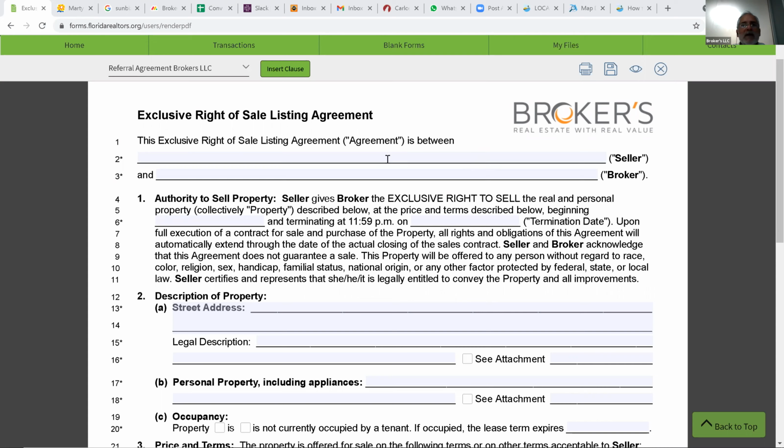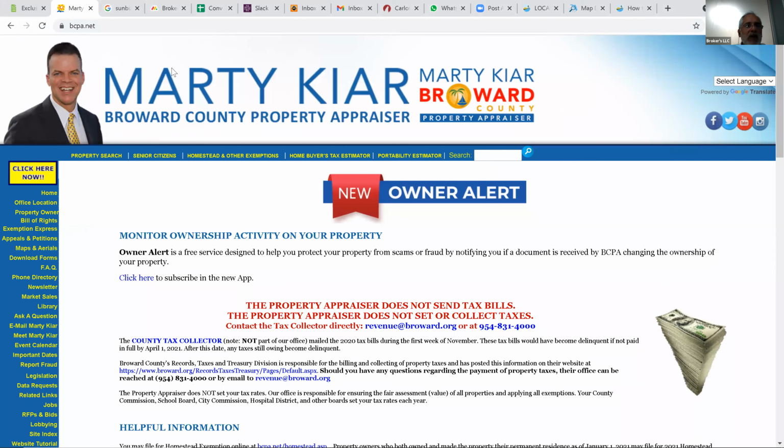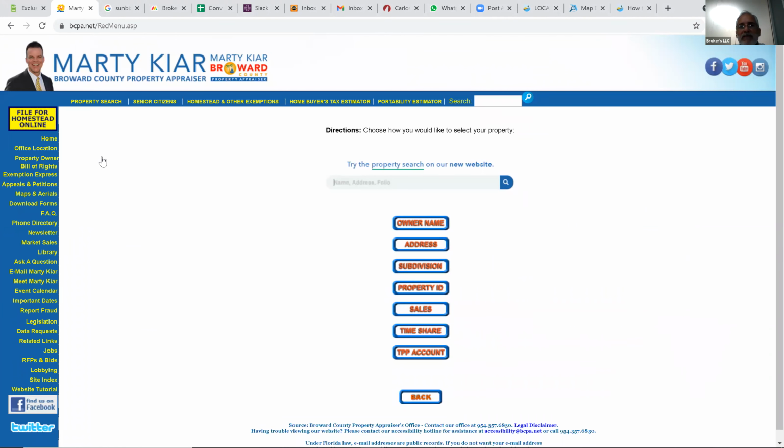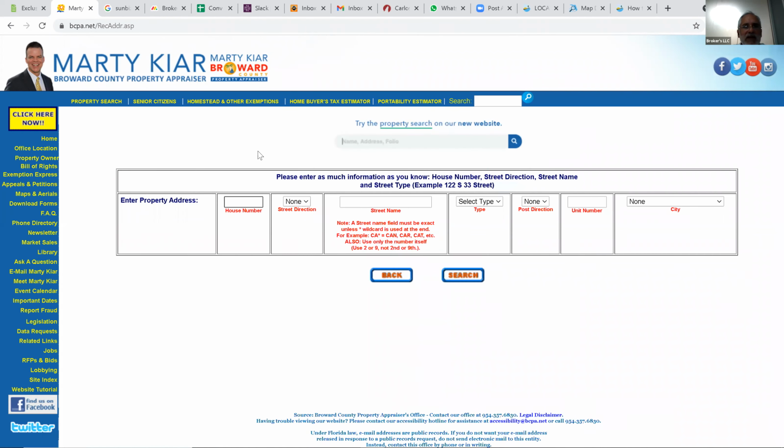Okay. First of all, who's going to be the seller? The seller is whoever owns the property. I was looking for a property right here in Broward County. Of course, you cannot get the information from the MLS because it is supposed not to be on the MLS just yet. This is the first time that you're going to show the property to the market. So let's find any property out there.